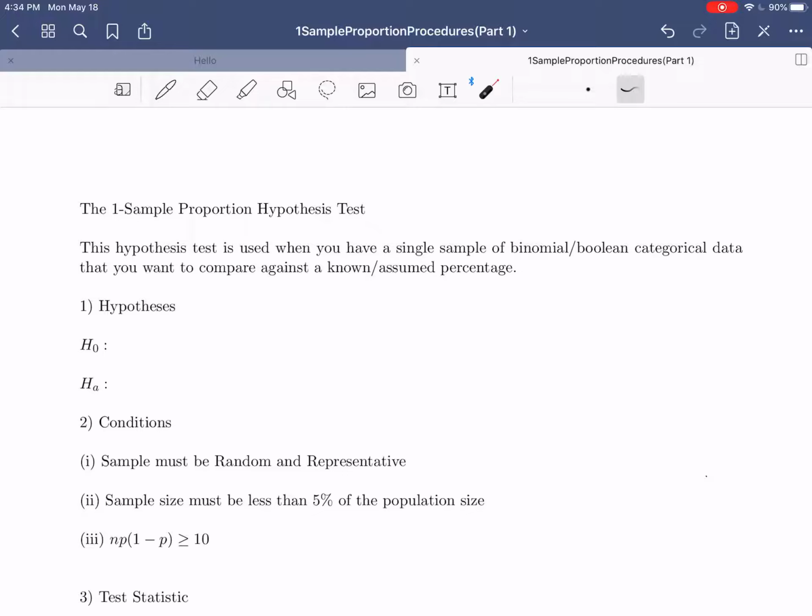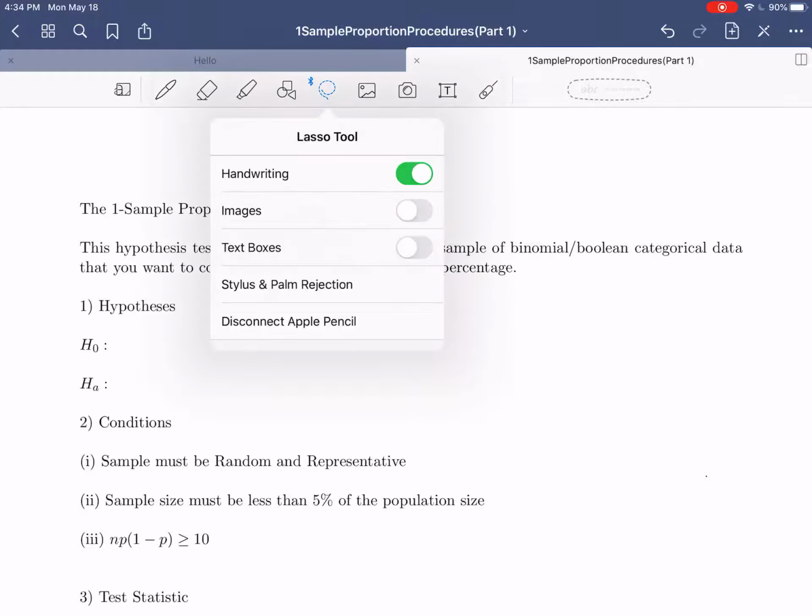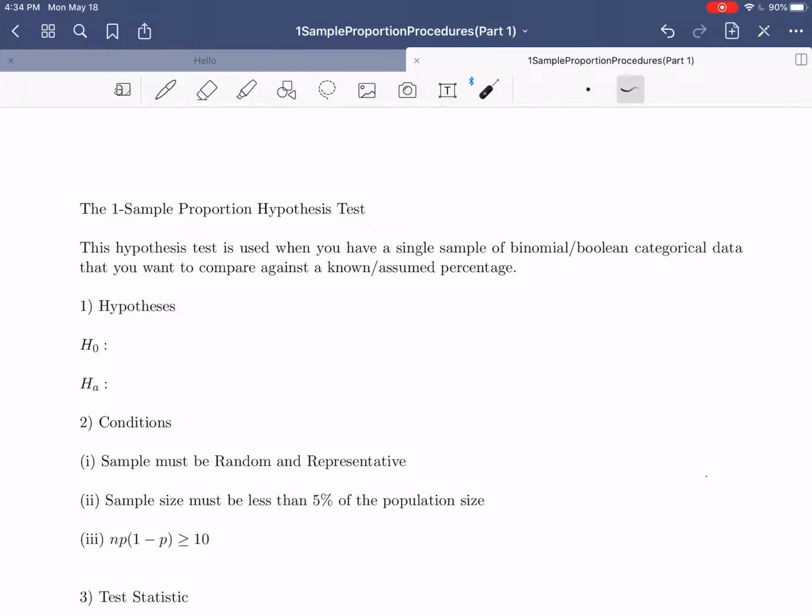So we're going to start off with the simplest case, what to do when you have a single sample of categorical data. We're going to talk about this as what is called the one sample proportion hypothesis test. So this hypothesis test is used when you have a single sample of binomial or Boolean categorical data that you want to compare against a known or assumed percentage.